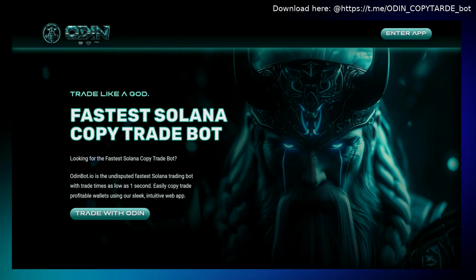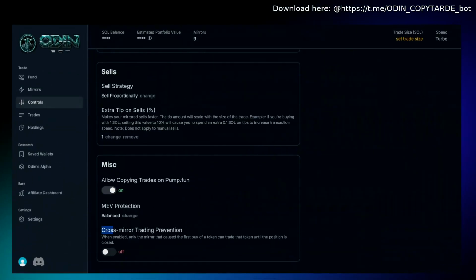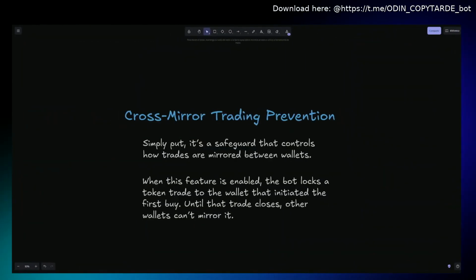Hey there, traders. Today, we're diving into the nuts and bolts of a powerful feature of Odinbot, cross-mirror trading prevention. First of all, what is cross-mirror trading prevention? Simply put, it's a safeguard that controls how trades are mirrored between wallets.